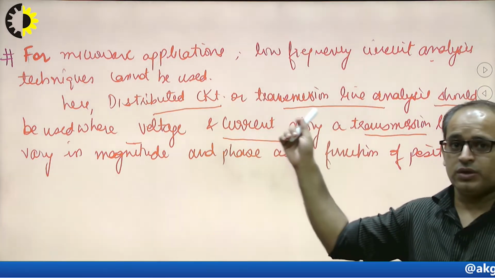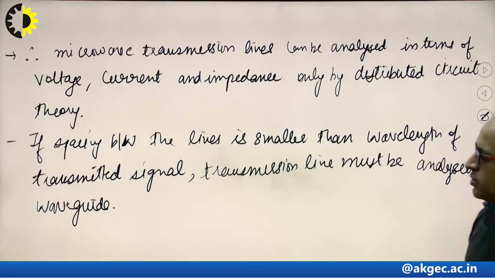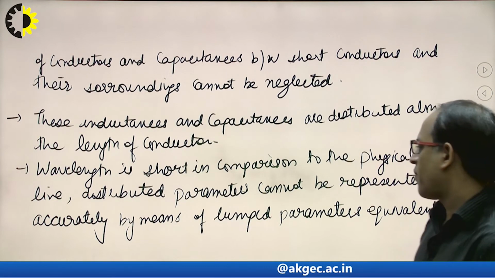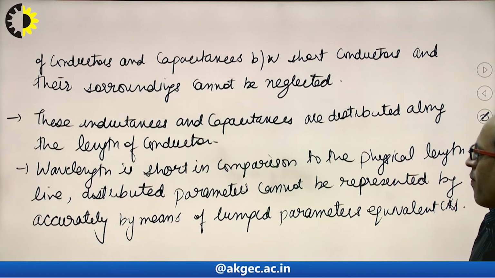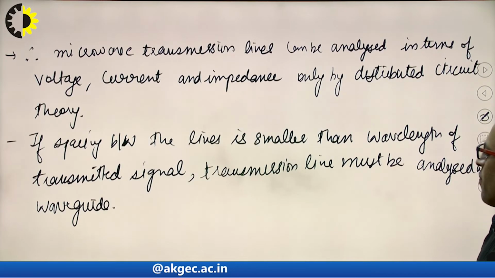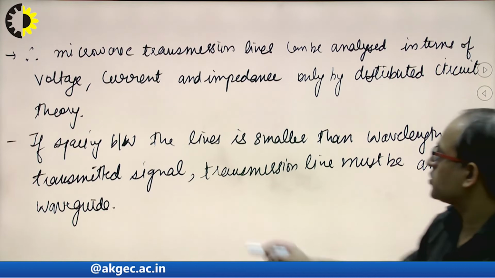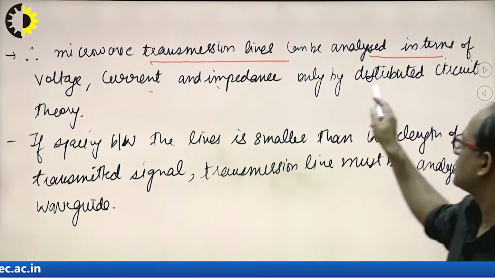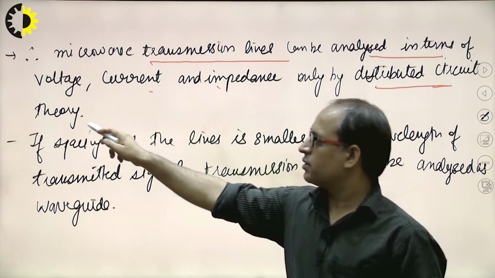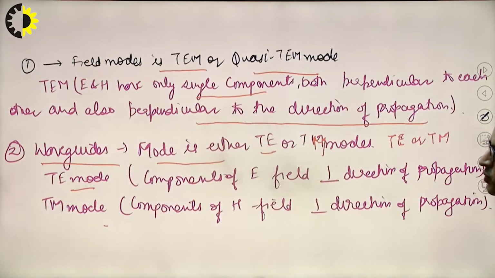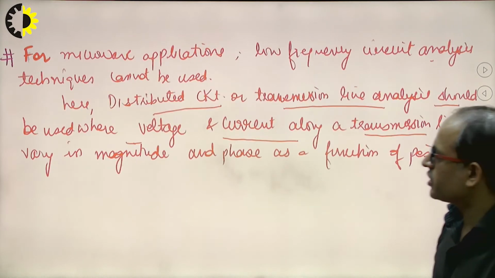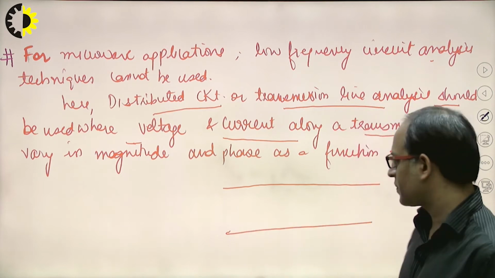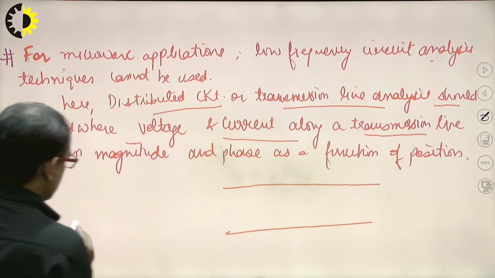I have already told you this, that microwave transmission line can be analyzed in terms of voltage, current and impedance only by the distributed circuit theory. And what is distributed circuit theory? In distributed circuit theory, you will see that if I say this is a transmission line and this one is also a transmission line.